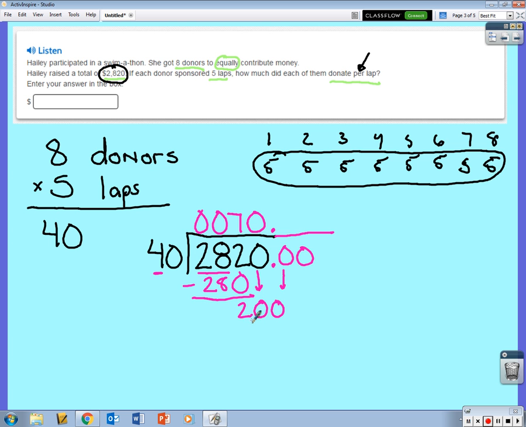40 will go into 200. Well, again, the same thing I did here. 20. 4, how many times is 4 going to 20? 5 times. That gives me exactly 200.